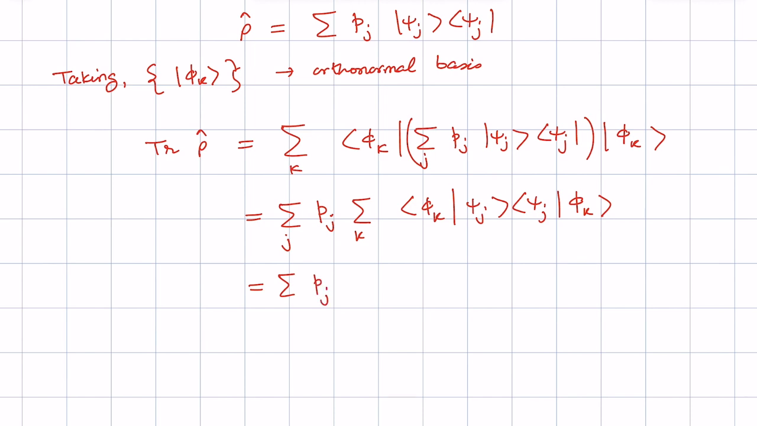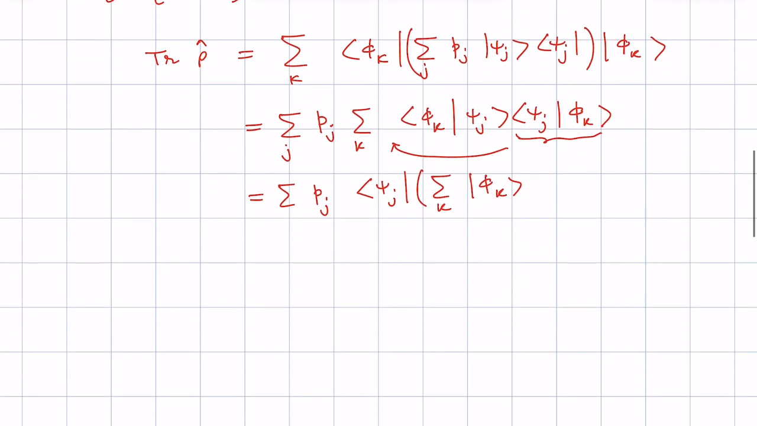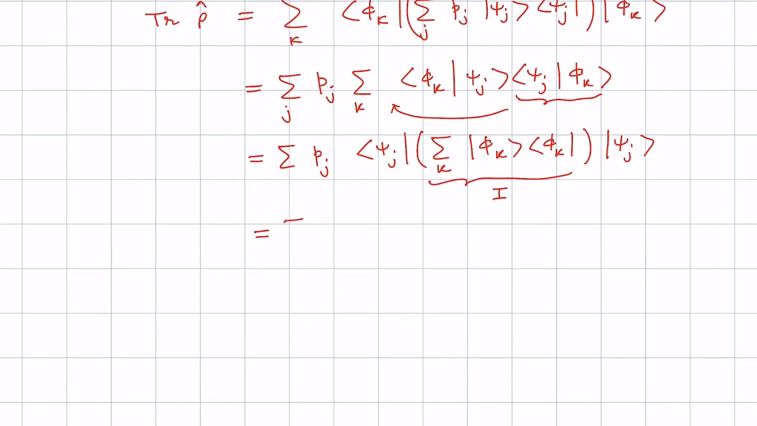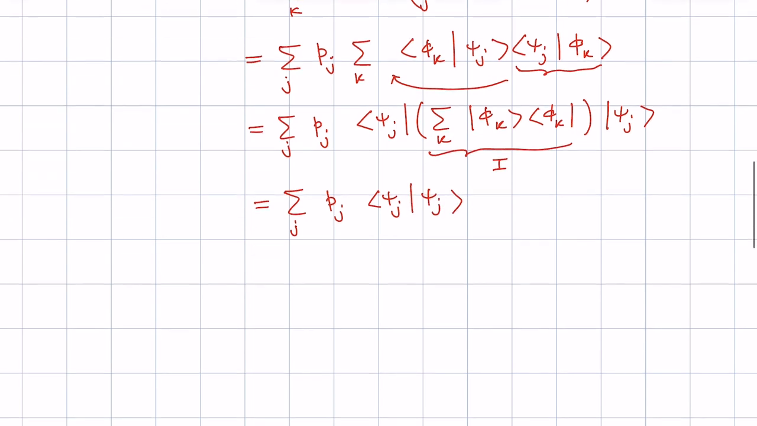So I write p_j, and because this is just a number, I can take it this side. If I do that, I have here ⟨ψ_j|, and this summation over k I can take inside, and I can write |φ_k⟩⟨φ_k| here, and this would be |ψ_j⟩. Now because of the completeness condition, this is nothing but the identity, so I will be left with the sum over j of p_j ⟨ψ_j|ψ_j⟩, and as you can see, this total is obviously equal to 1.